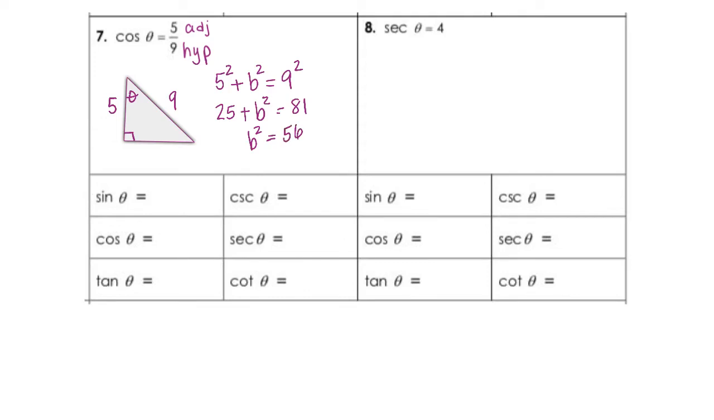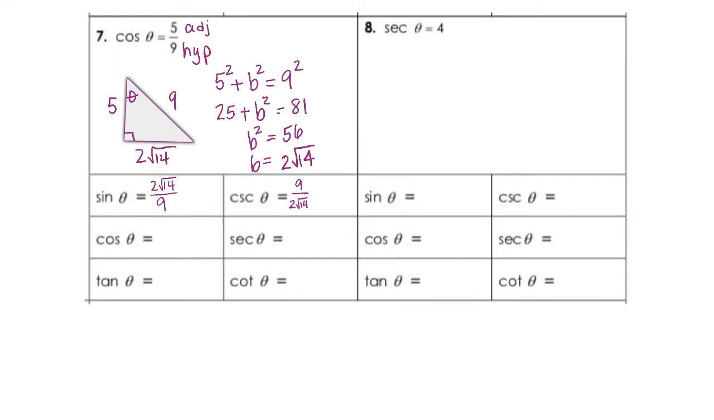And when you take the square root, 56 will break down. So we're going to have b is equal to, and let's see, we're going to have 4 times 14, so 2 root 14. So I know my missing side is 2 root 14. And now we're ready to fill in those trig values. So again, sine is going to be opposite, so 2 square root of 14 over hypotenuse. And so our reciprocal, we're going to have 9 over 2 root 14.